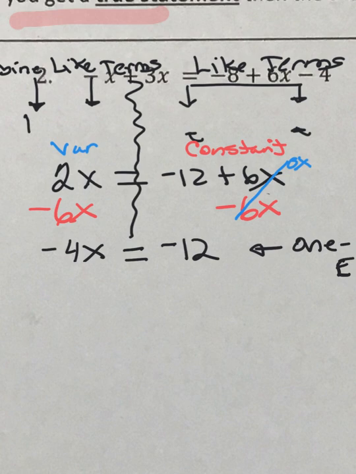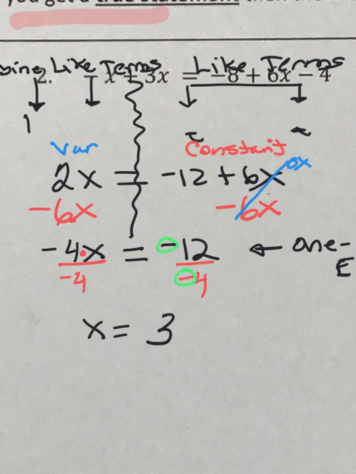And so don't we want to undo multiplication by dividing by a negative 4? And then be careful, a negative divided by a negative is a positive, so that negative 12 divided by negative 4 is a positive 3. And remember, we usually don't write a sign when it's a positive.